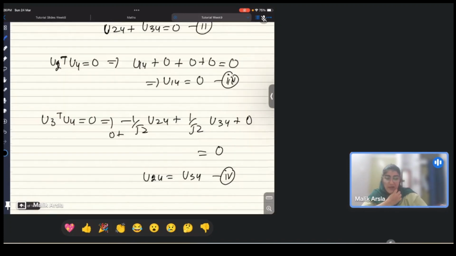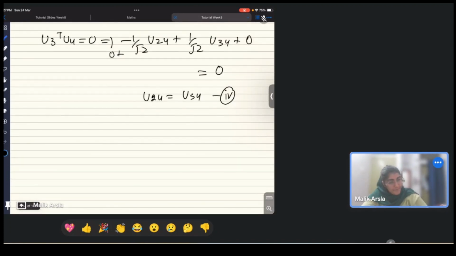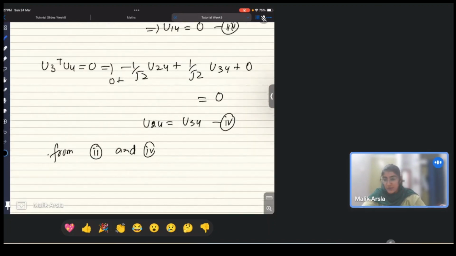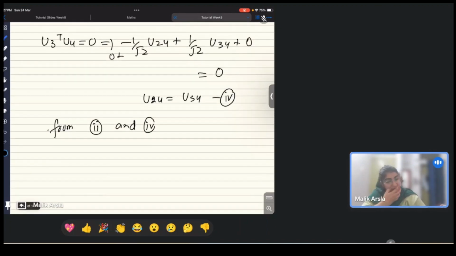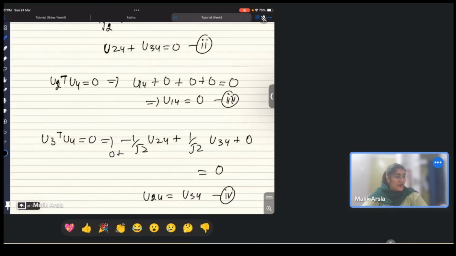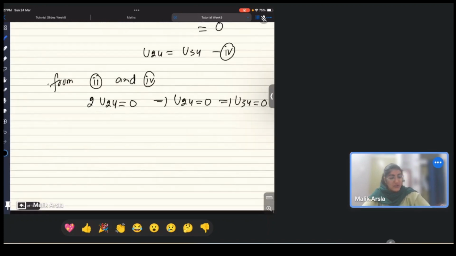So from equation 2 and equation 4, see here in equation 2 we have U24 is equal to U34, and here also U24 is equal to U34. So we can say that twice U24 is equal to 0, which implies U24 is equal to 0, which implies U34 is also equal to 0, because they are both the same. We can simply say that these two are equal to 0.